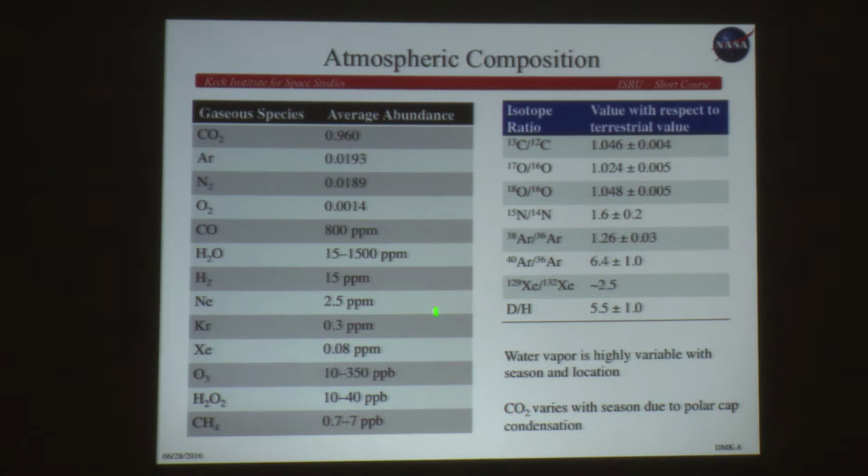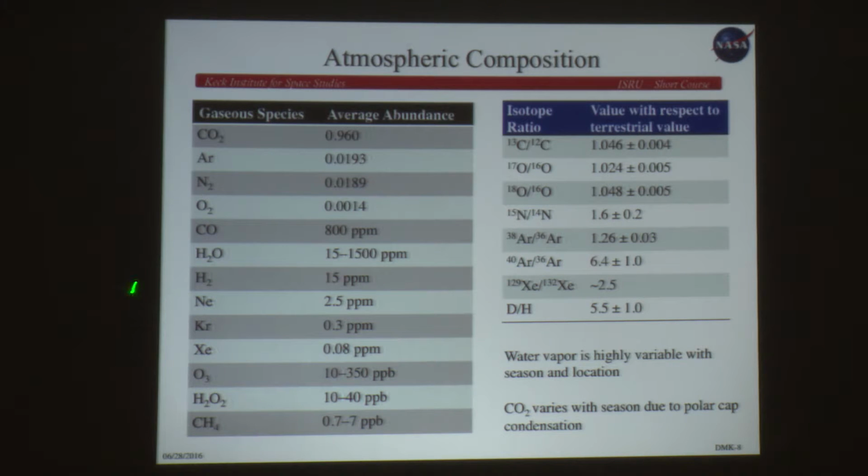Composition: here is the current best composition of the atmosphere. It's, as we noted already, predominantly CO2 with a couple percent of argon, a couple percent of nitrogen, a little bit of oxygen, and then a whole bunch of trace species. There are even more down here that have been detected or have upper limits to them.